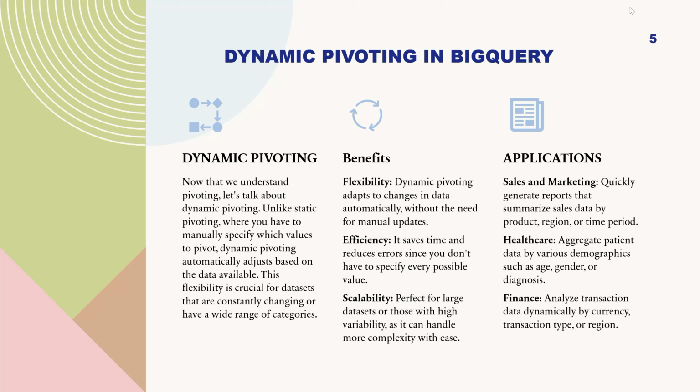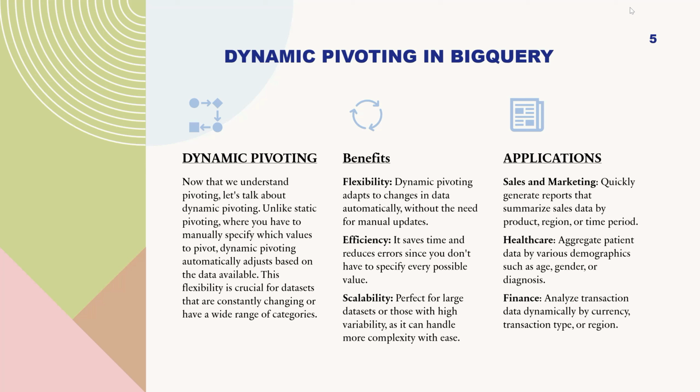So what are the benefits of dynamic pivoting? It's flexible. By flexible we mean the dynamic pivot adapts to changes in data automatically without the need for manual updates. It's efficient, it saves time, and reduces errors since you do not have to specify every possible value. It's also scalable, so it's perfect for large datasets or those with high variability, and it can handle more complexity with ease. So where is it applicable?